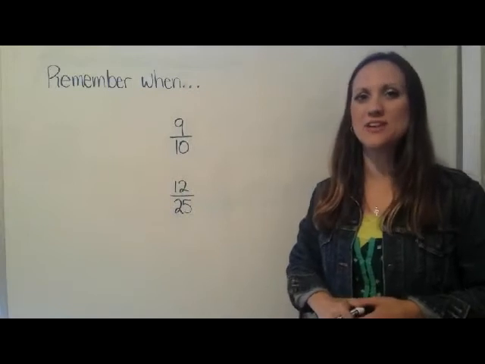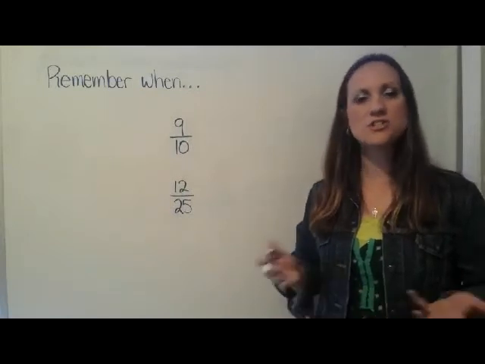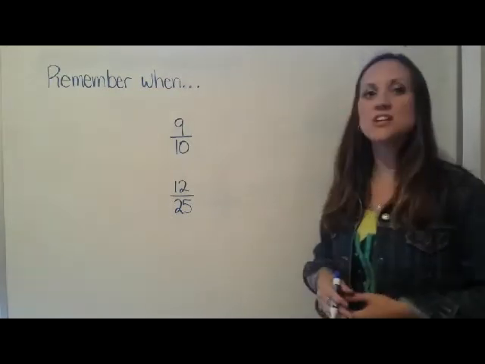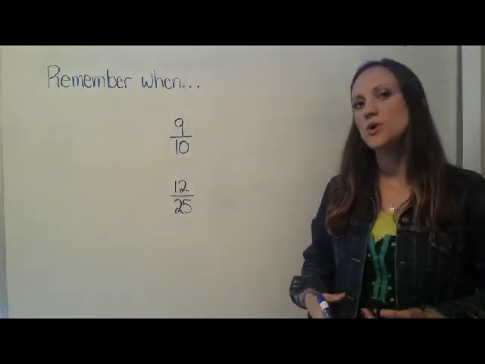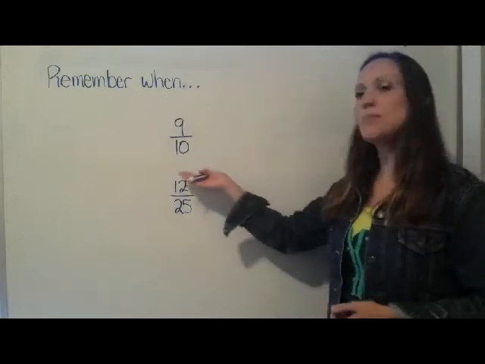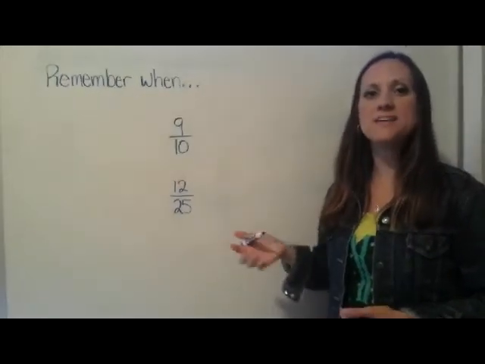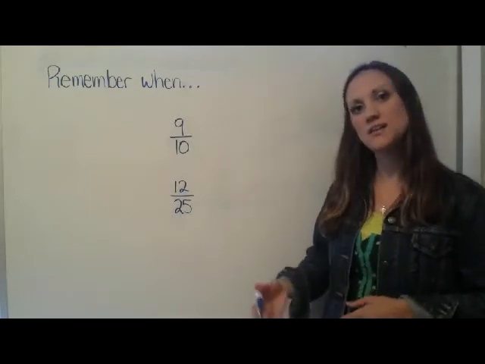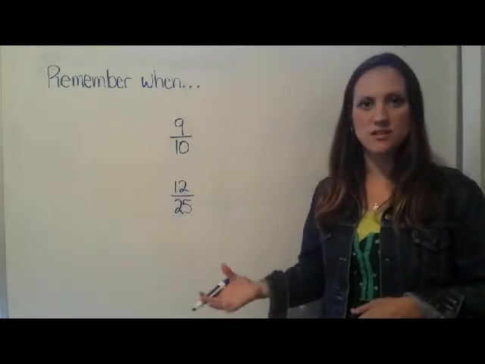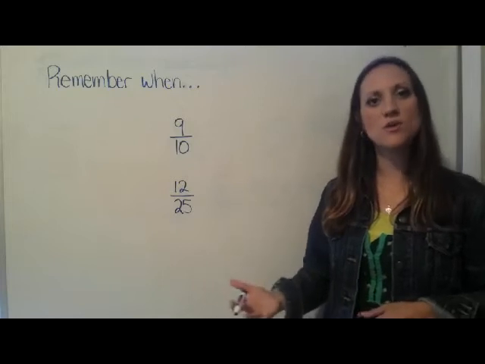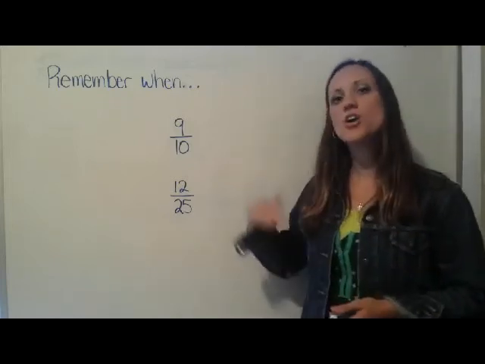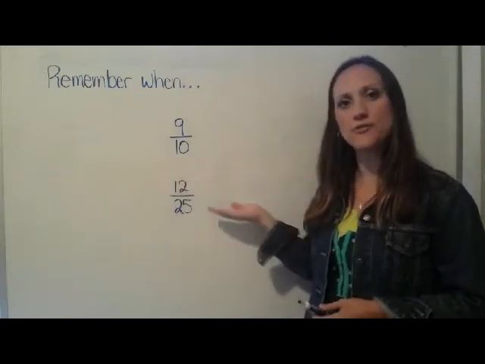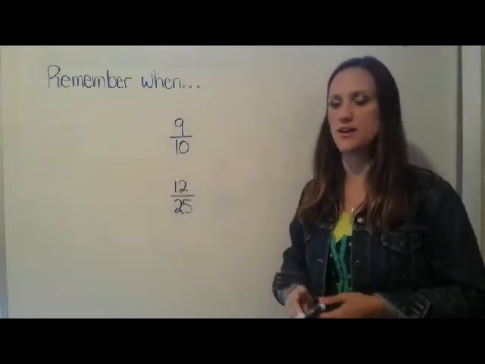Remember when we learned that fractions and decimals are just different ways to represent the same value? In order to change a fraction into a decimal, we first need to change the denominator to a base 10 value. That is a 1, a 10, a 100, a 1,000, a 10,000, and so on. Then our numerator value will be the value that will appear after the decimal place in our decimal value.